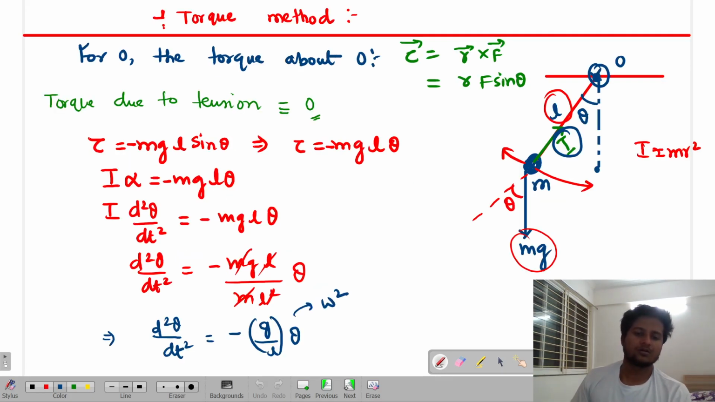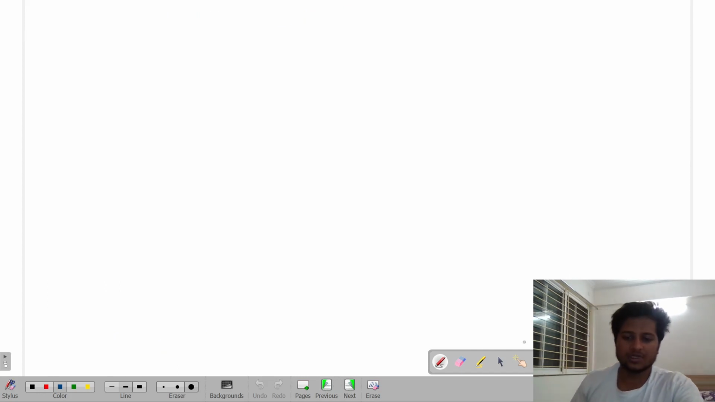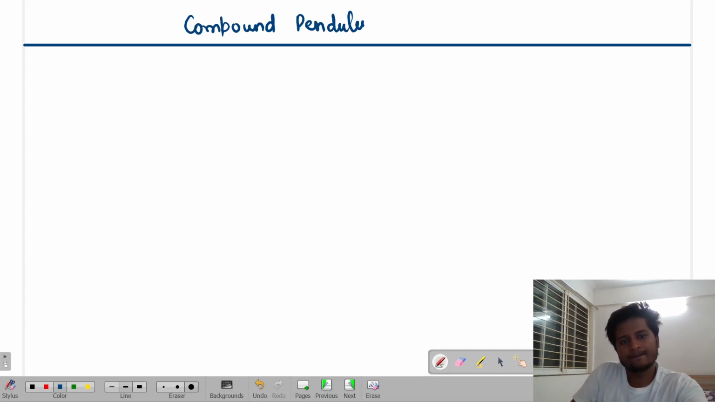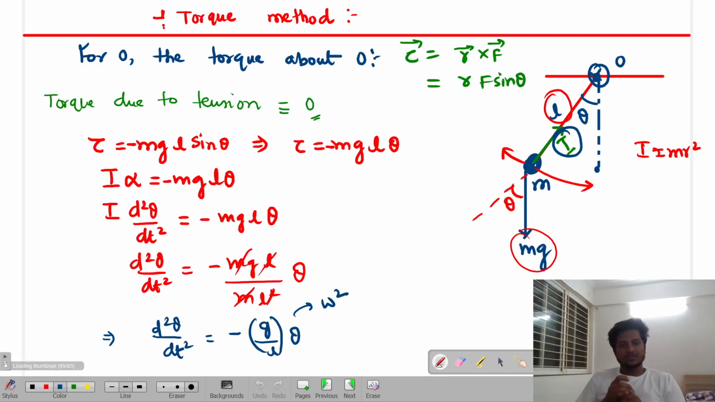Yeah. So, acha, one more thing I left, and the last thing is what we call the compound pendulum. What we call it? Yeah, it's a simple harmonic motion only. Let us just understand this equation. First understand this, then I'll move ahead. Okay.